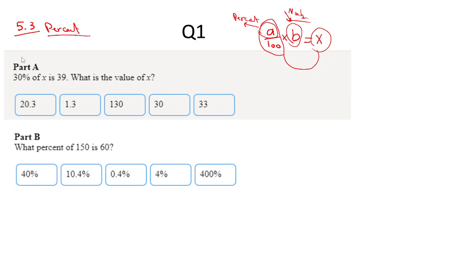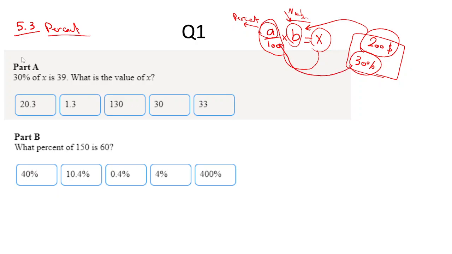Let's say that I have $200 with me now, and I want to give you 30% of what I have. So how can we solve this? $200 is the whole number, the full amount which I have, which would be B. 30% would be A. So the value of the 30% of the 200, this is the amount which you will take, which is X.